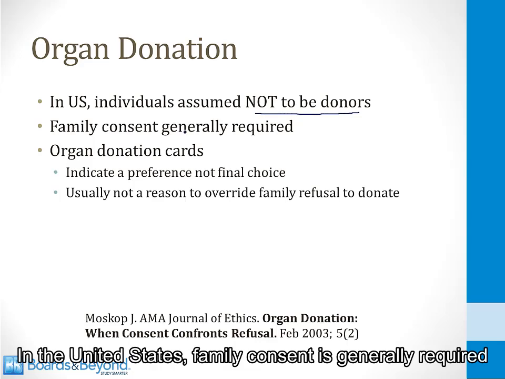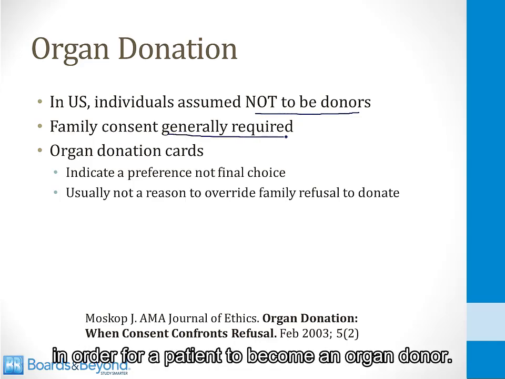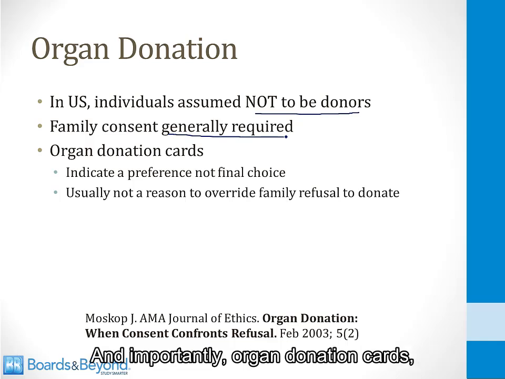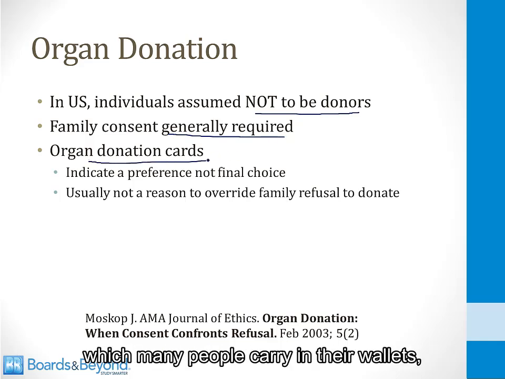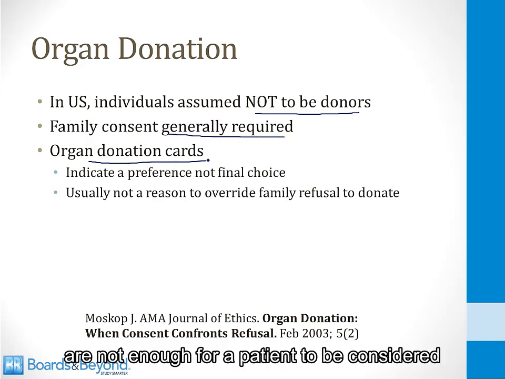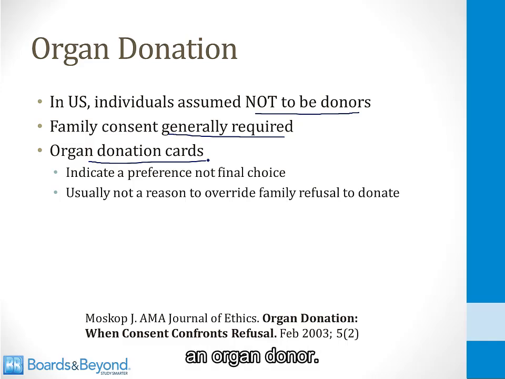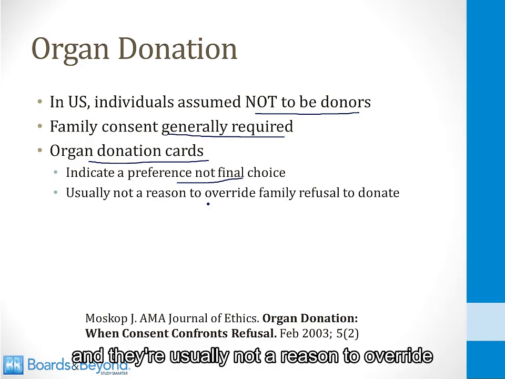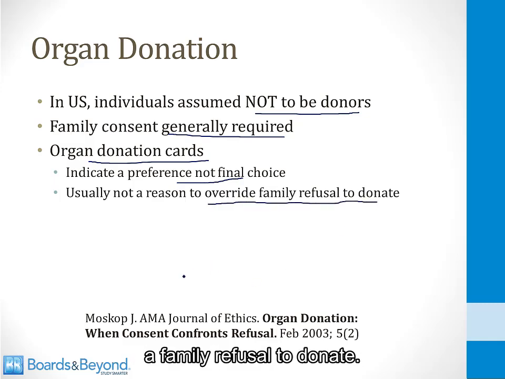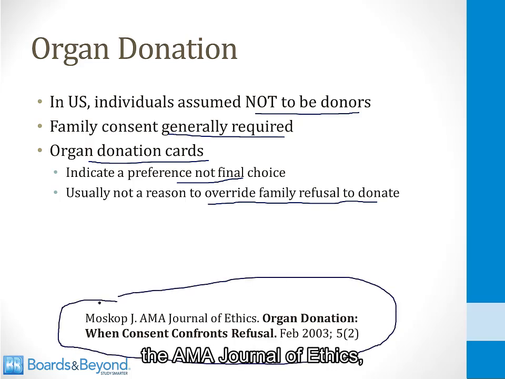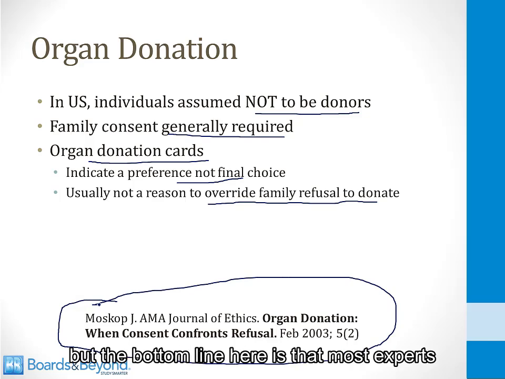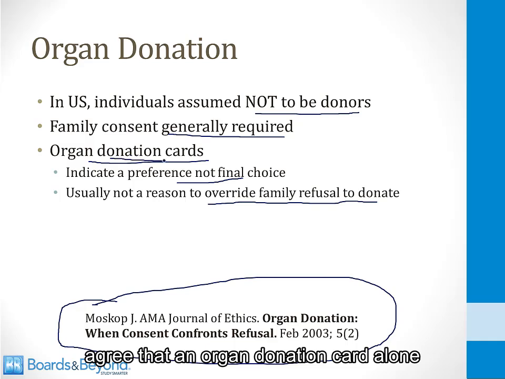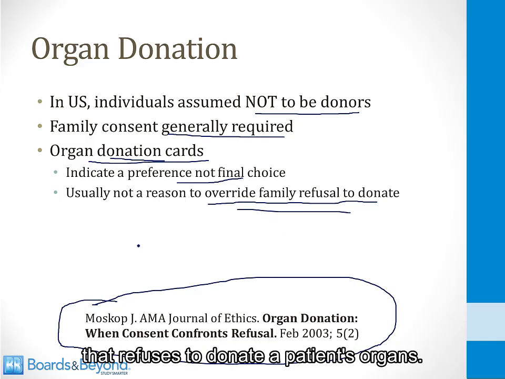In the United States, family consent is generally required in order for a patient to become an organ donor. And importantly, organ donation cards, which many people carry in their wallets, are not enough for a patient to be considered an organ donor. These indicate a preference, but not a final choice, and they are usually not a reason to override a family refusal to donate. If you want to read more about this, there is a nice discussion on it in the AMA Journal of Ethics, but the bottom line here is that most experts agree that an organ donation card alone is not sufficient to override a family that refuses to donate a patient's organs.